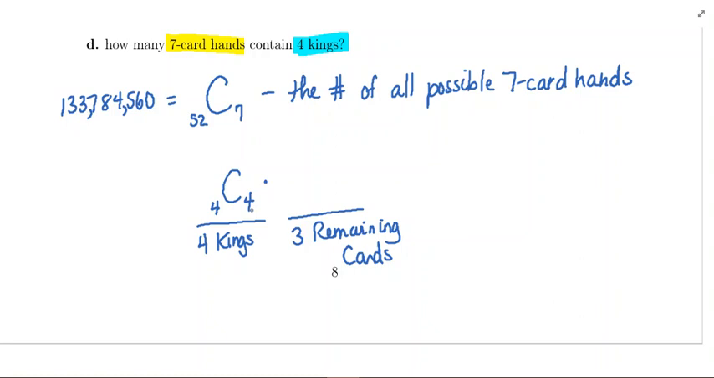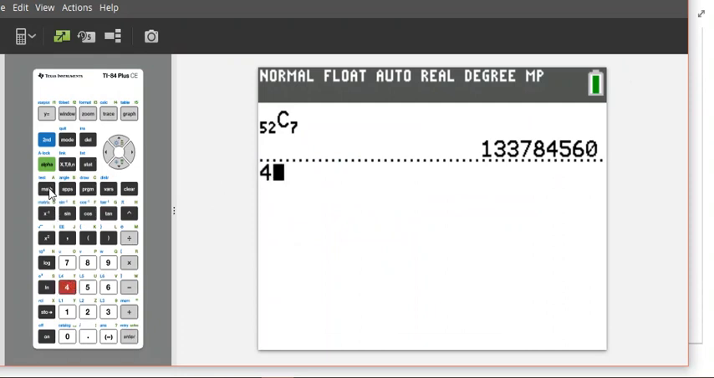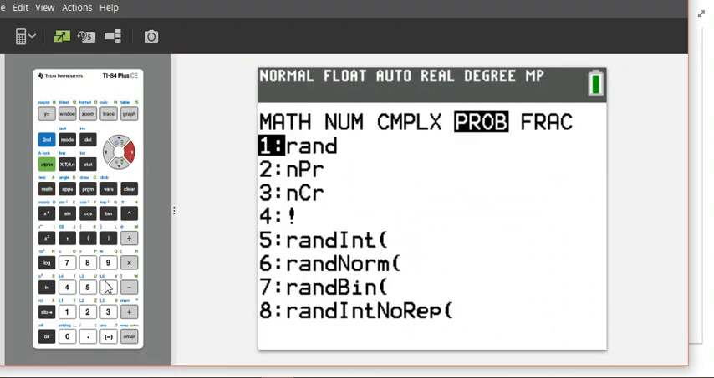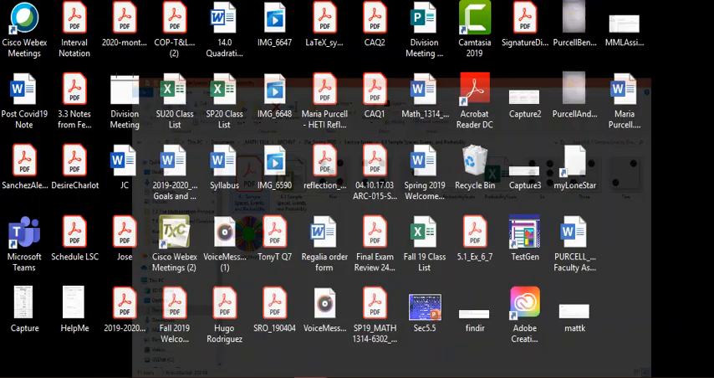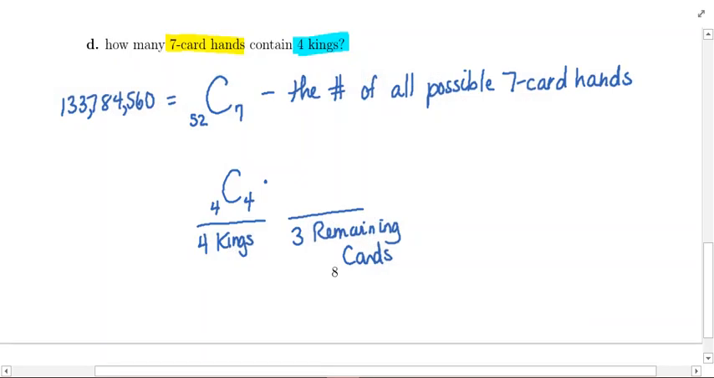If you stopped right now and did this computation, 4 choose 4, you get 1. That can't possibly be the answer. There has to be more than 1 7-card hand containing all 4 kings. So if you did that and you didn't think about the 3 remaining cards, hopefully a light bulb would go off and it would dawn on you that that cannot be correct.